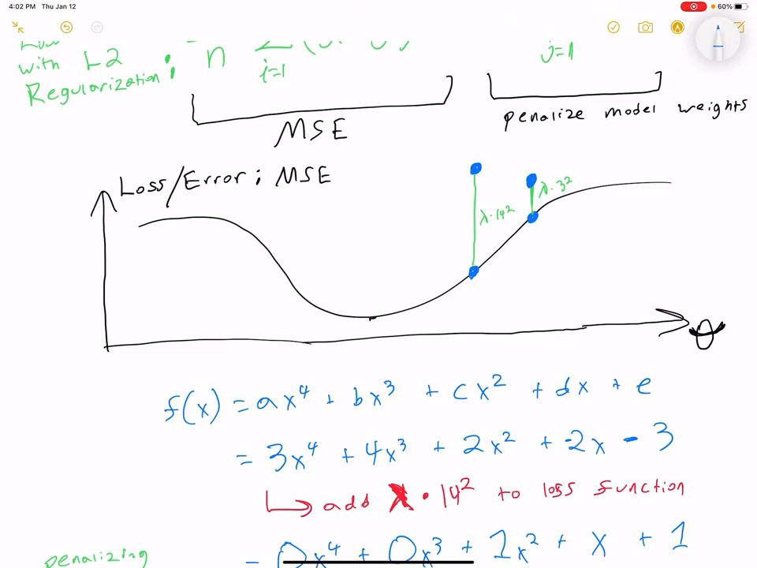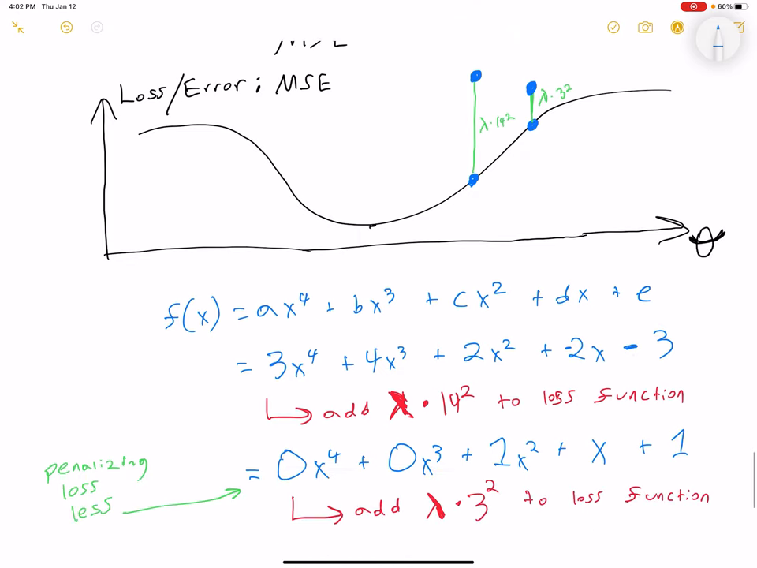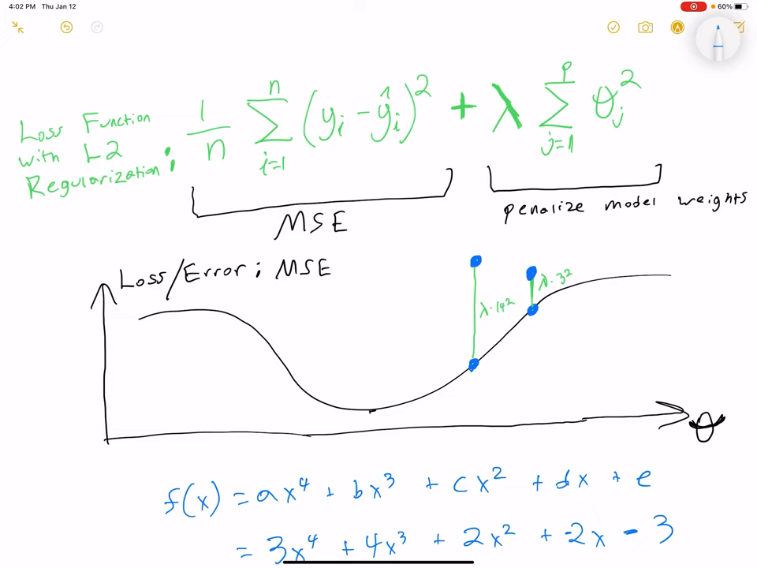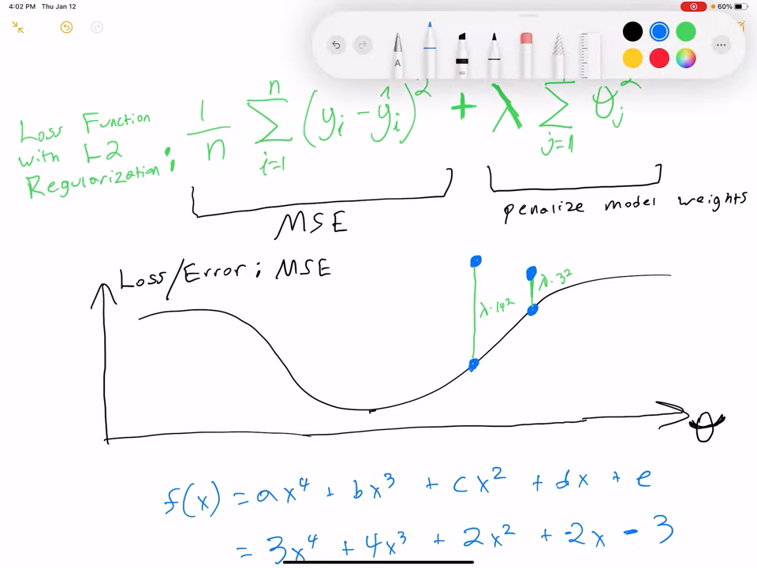Yeah. So if you scroll down a little bit, right? So the MSE is the black line. So then if you add the lambda, the penalized model weights, don't you just change the line? You just change it to another line, not the black line anymore.